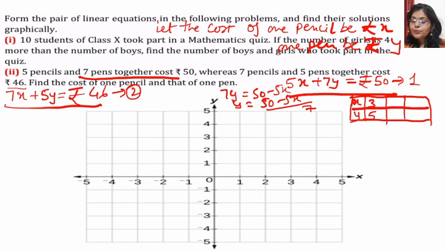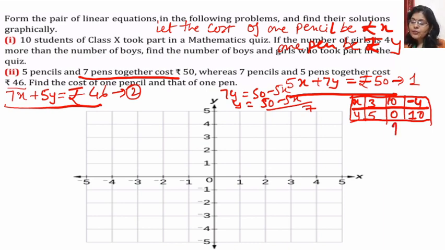Now again, let us put the value 10. 50 minus 5 tens is 50. 50 minus 50 is 0. 0 upon anything is 0. And let us put the third value as minus 4. Minus minus plus, so minus 5 into minus 4 is 20. 50 plus 20 is 70. 7 tens are 70, so the answer is 10. So these are the 3 coordinates which we have got from the first equation.